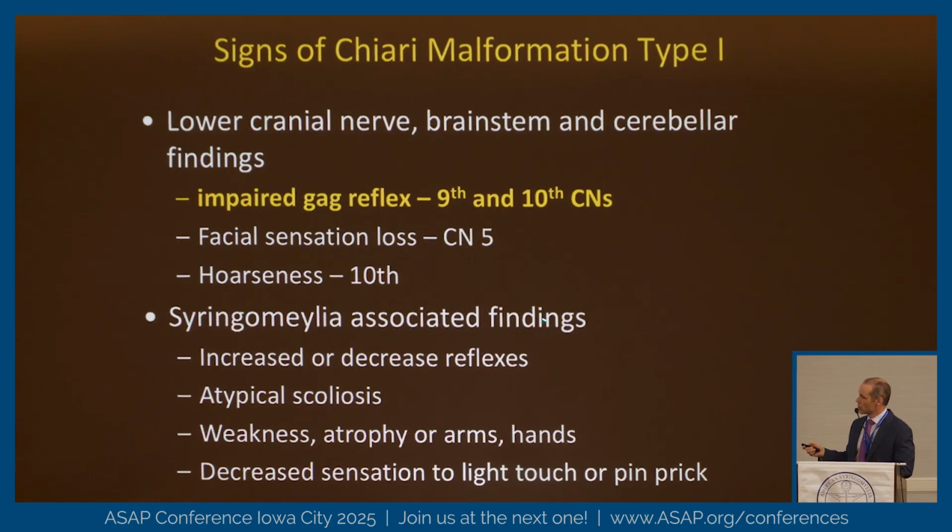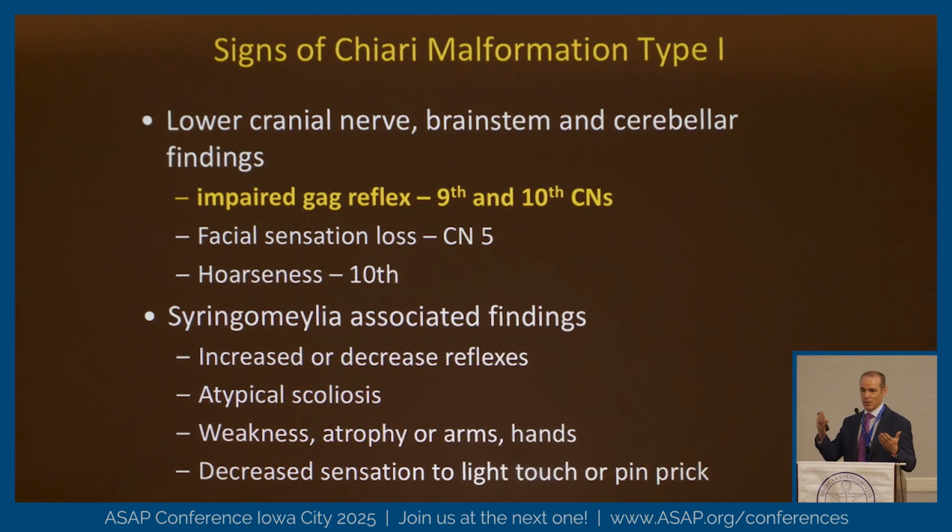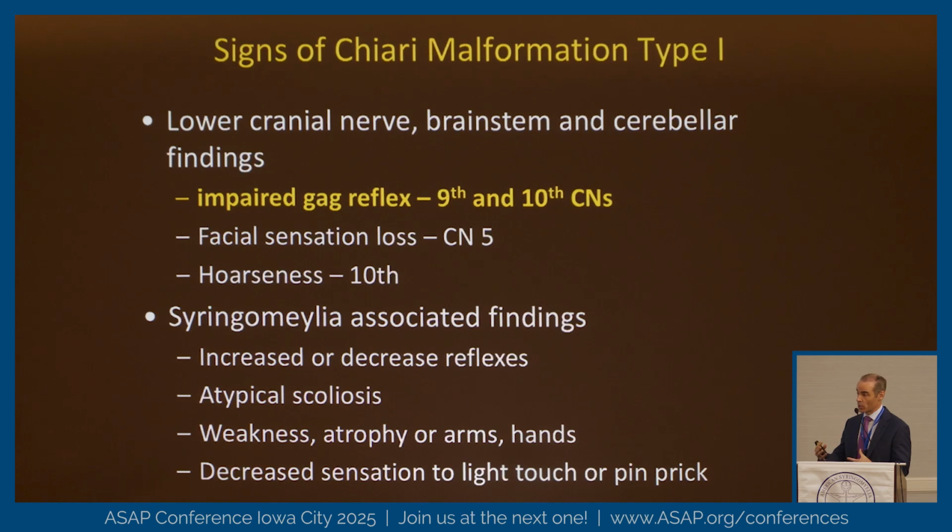And then syrinx-associated findings: you can have either increased reflexes or decreased reflexes. It just depends on the patient's anatomy, how big the syrinx is, and where the syrinx is located. Typically, I think of a big, long holocord syrinx, where the entire spinal cord is distended. Those patients often have decreased reflexes because the nerves are so affected that the reflexes are going to be absent in the arms or legs.